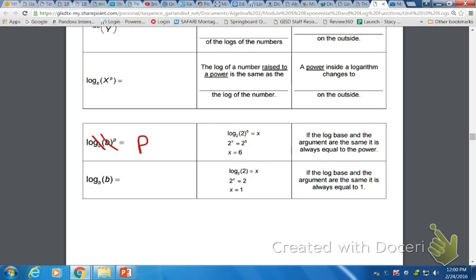Log base b of b. Well, if I have a base b and I ended up with a b for my answer, what was my power? 1. No, because if it was, yeah. Because your base is changed. So b and log b cancel out.